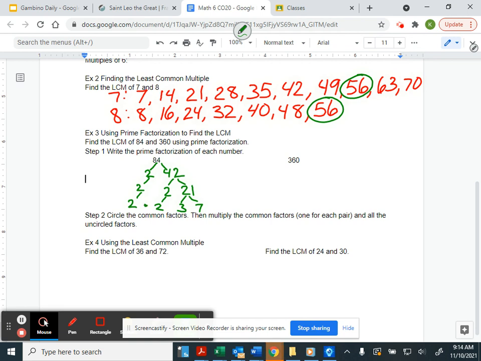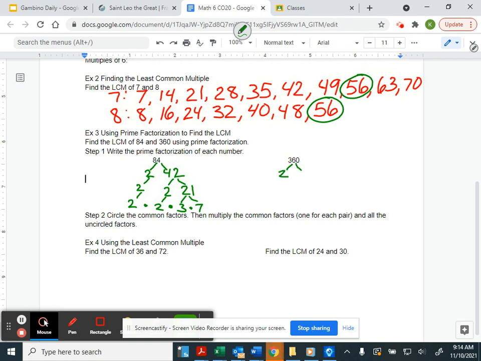So prime factorization says 2 times 2 times 3 times 7. I'm going to leave it just like that. I'm not going to worry about the exponents. Okay, leave it just like this. And I'm going to show you how we're going to match that up with the 360.